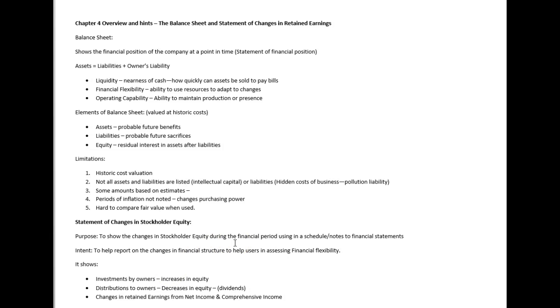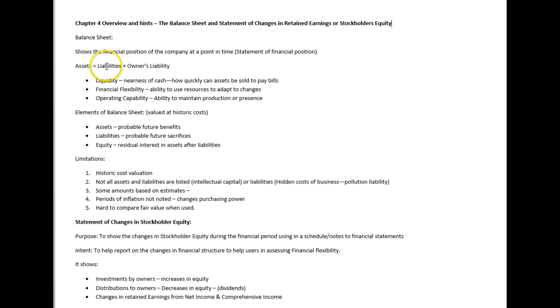Hi, Chapter 4 Overview with hints to follow. We're going to talk about the balance sheet and the statement of changes in retained earnings, also called stockholders' equity.